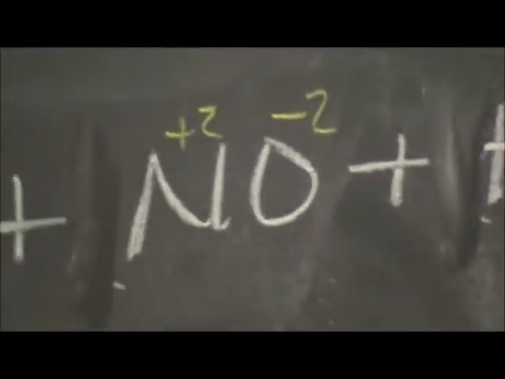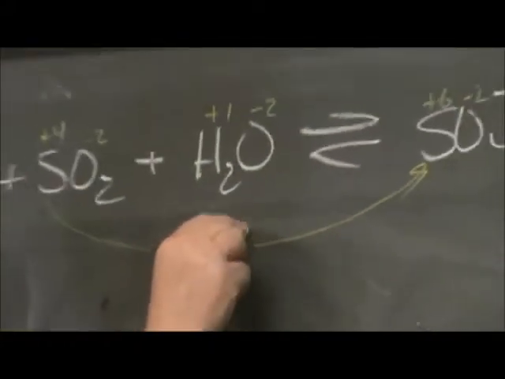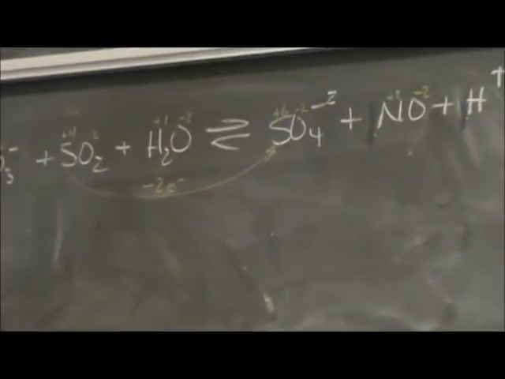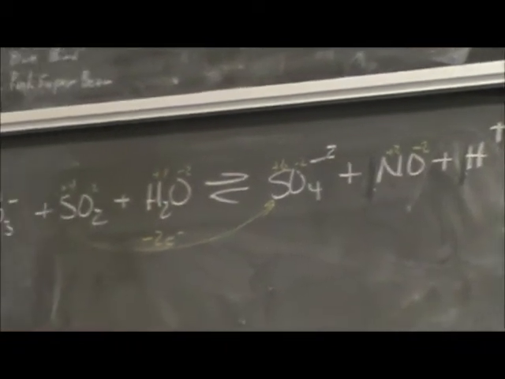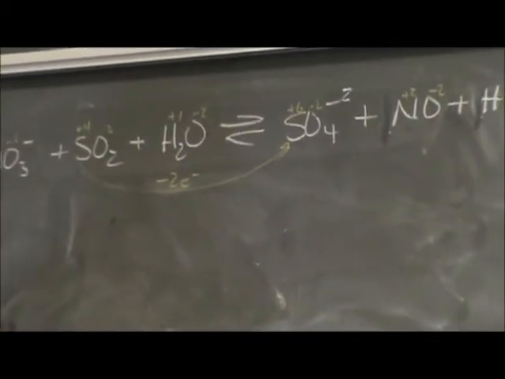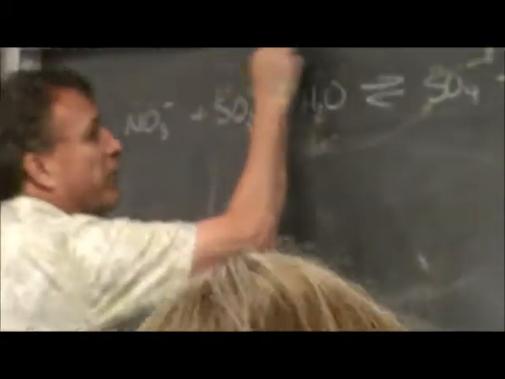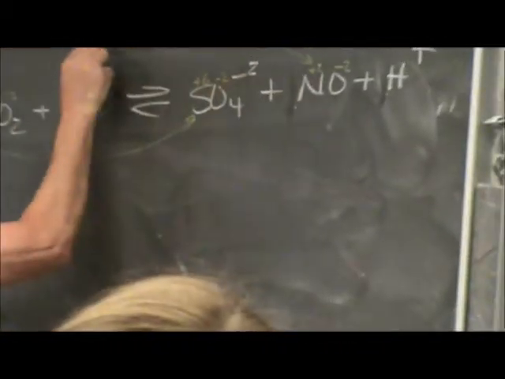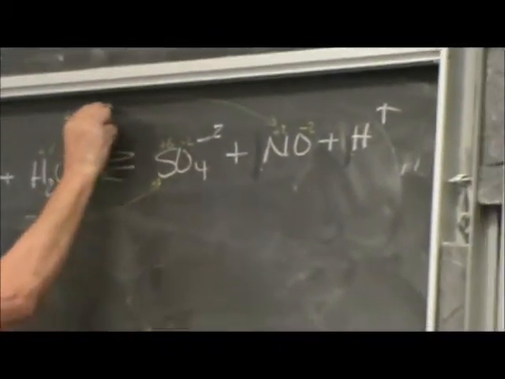Got plus 1 there. Okay? So who's losing electrons? Sulfur's going from plus 4 to plus 6. It must be losing 2 electrons. Yeah? We okay? So who's gaining electrons? Nitrogen. Nitrogen's going from plus 5 to plus 2. It's gaining 3 electrons. Yeah?